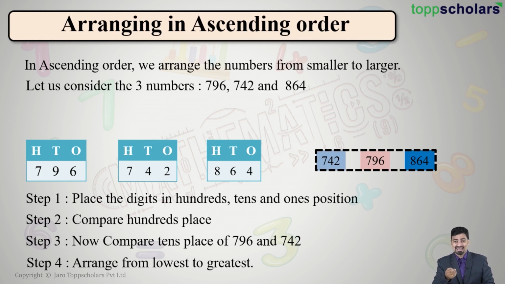So, we can say 742 is smaller than 796. And 796 is smaller than 864. Thus, my dear students, we have arranged the given three numbers in ascending order.